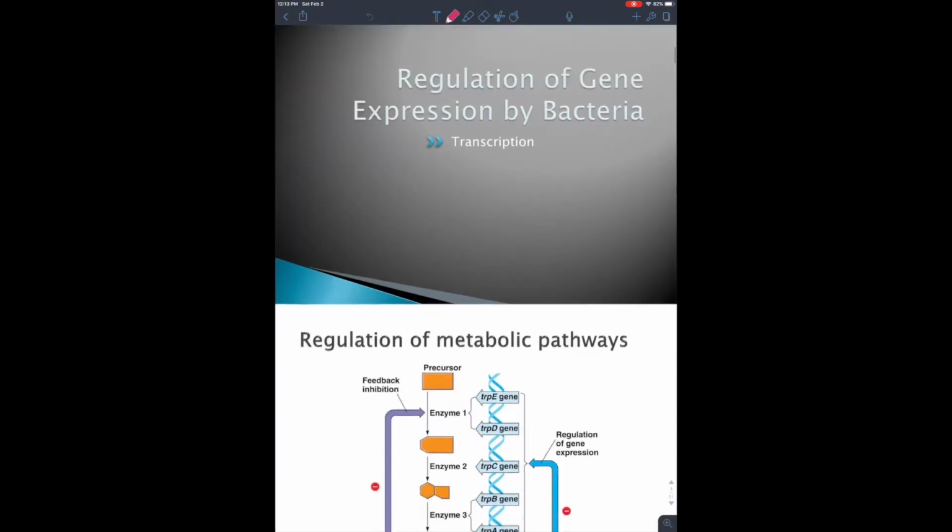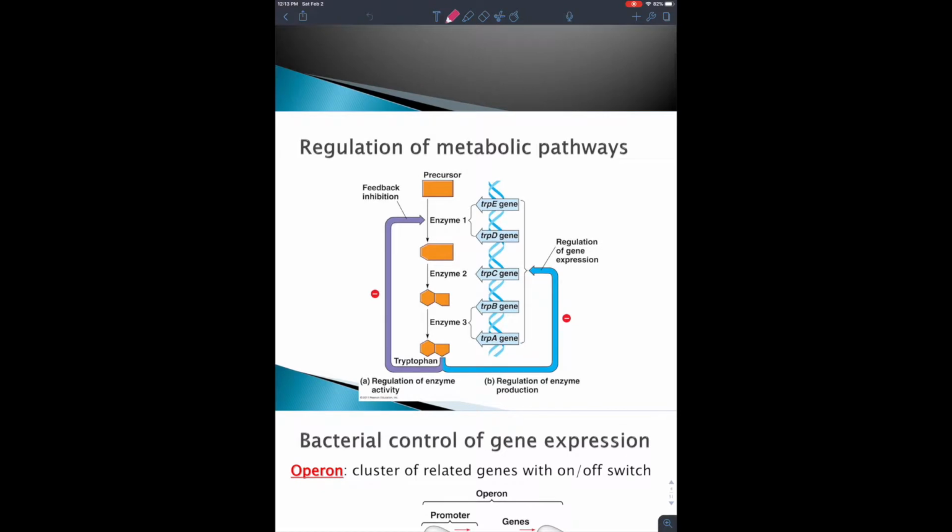So let's talk about the regulation of metabolic pathways. When I talk about metabolic pathways, we talked about cell respiration and we talked about photosynthesis. Those are two metabolic pathways. And if you remember, we talked about how funny it was if you would have to memorize all of the enzymes that are involved, but each step in those processes requires some sort of protein or some sort of enzyme.